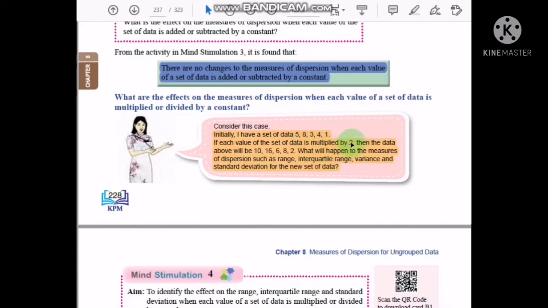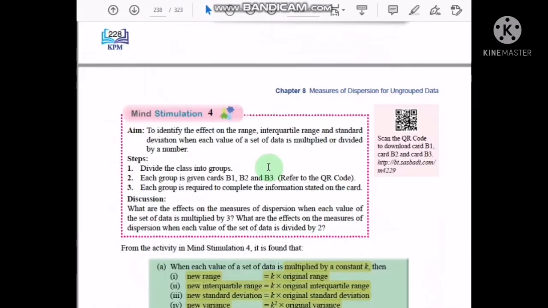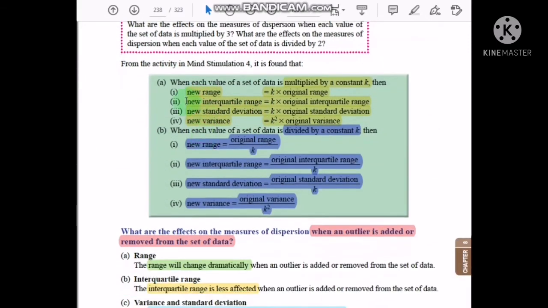It's not multiply only, divide is also applicable in this one. Okay, let's look at the conclusion. When each value of a set of data is multiplied by a constant, meaning a number like 1, 2, 3, 4, it does not include unknowns. If it is multiplied by 2x, then this conclusion is not applicable.